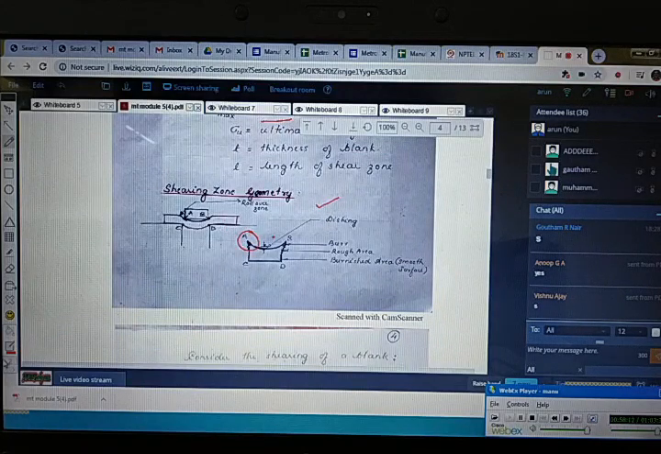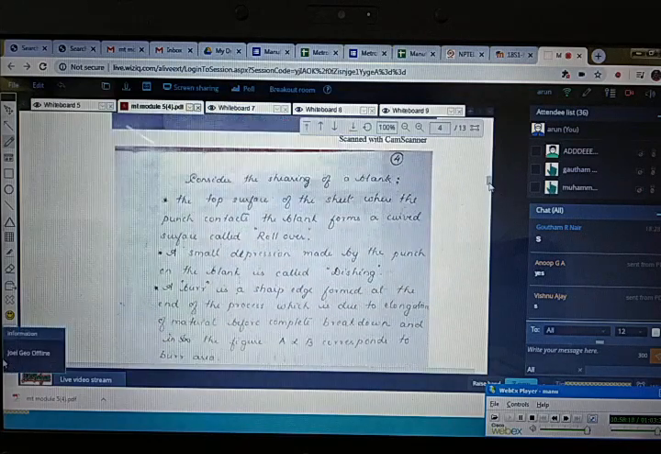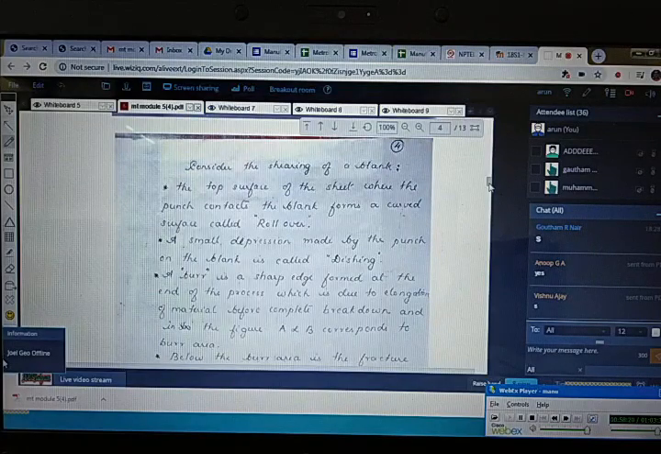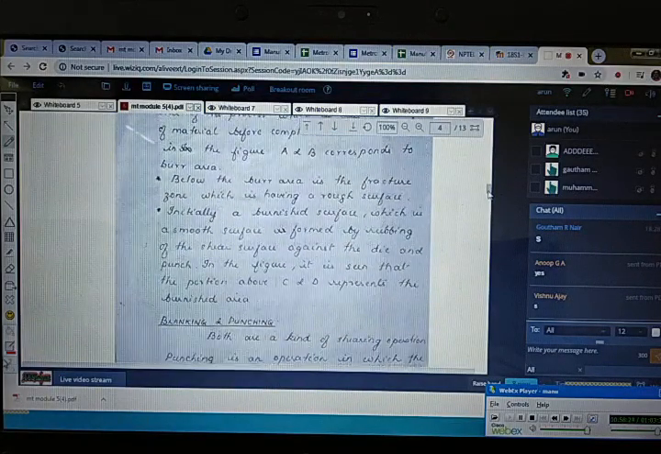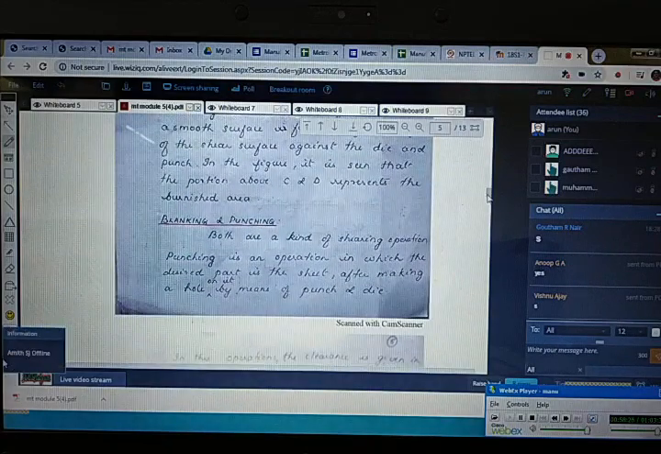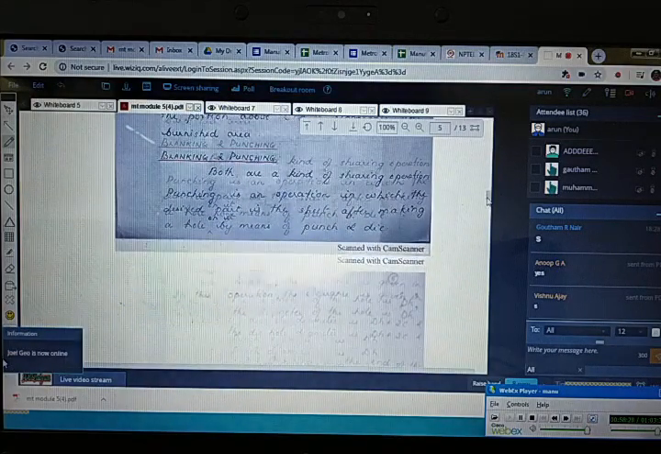The burr area you can see. The finish zone, the rough zone you can see. And the next is the explanation of that shear zone, which is explained here. Please go through that. Next is the blanking and punching. The main difference is noted there.